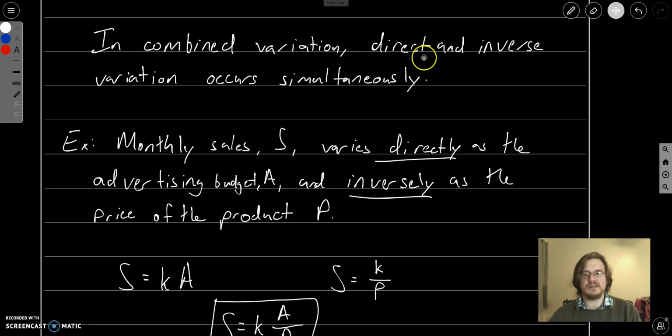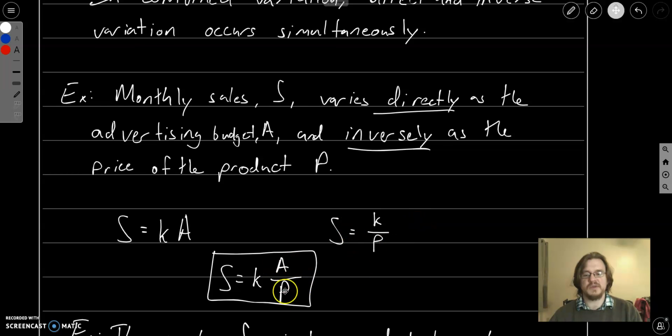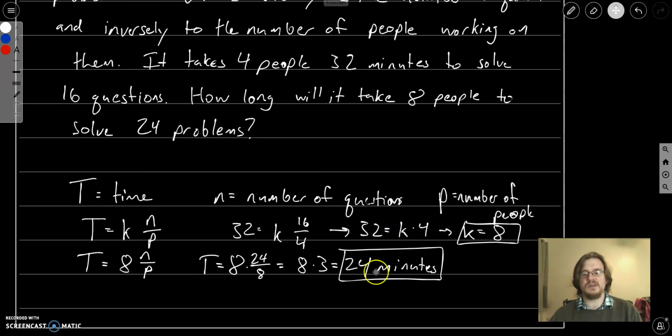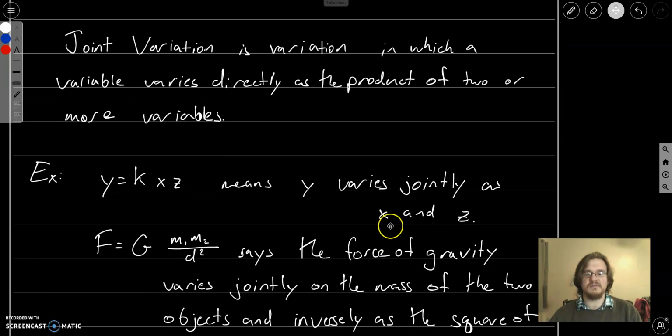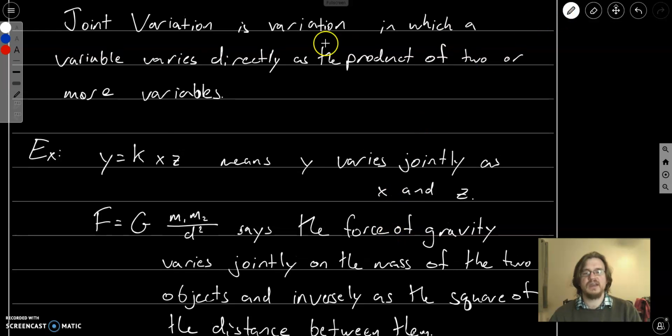And so here we had combined variation, meaning that we're going to have sort of a direct relationship and an inverse relationship between some variables. But we don't have to stop at 2, and they don't have to be mixed as in one direct and one indirect. Joint variation is when two variables will vary either directly as a product or inversely as the product. We're going to focus on this for the moment. So joint variation is going to be when a variable varies directly as the product of 2 or more variables.